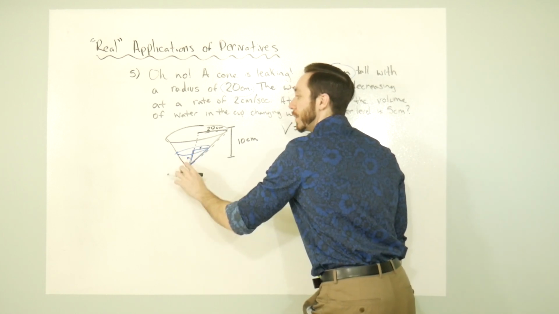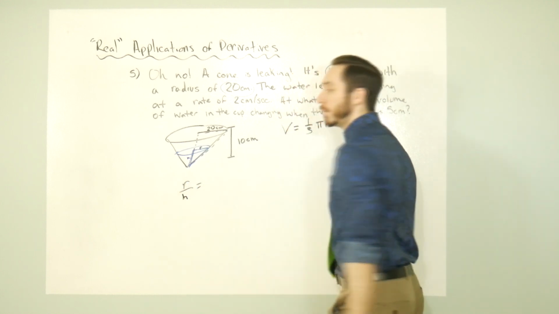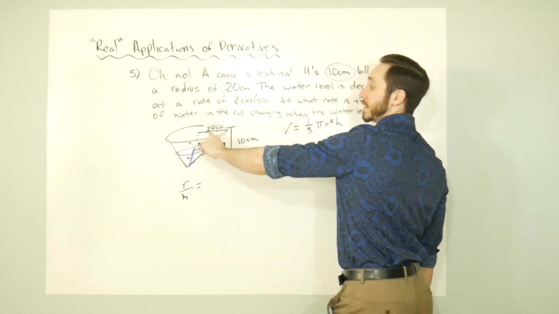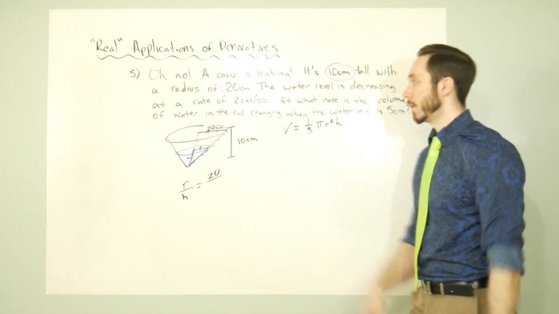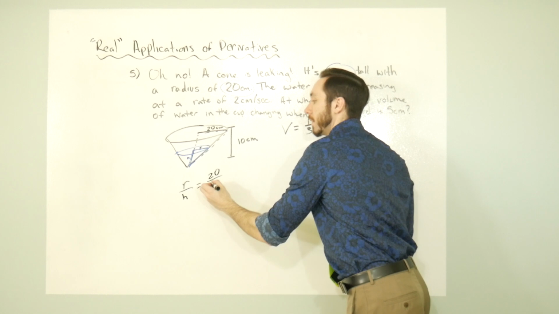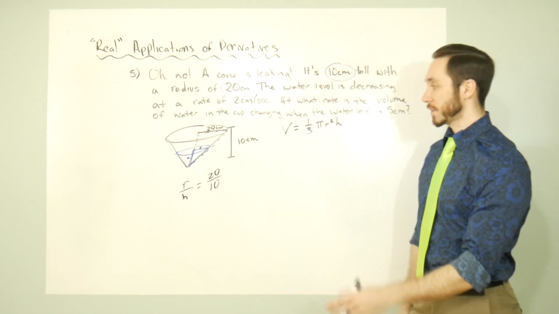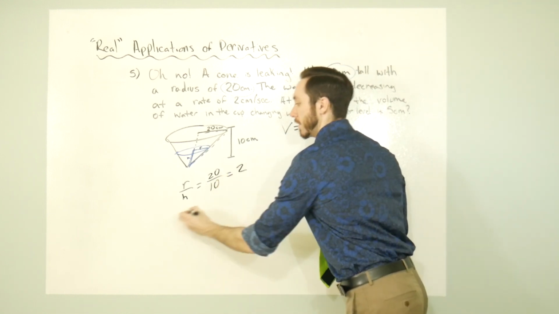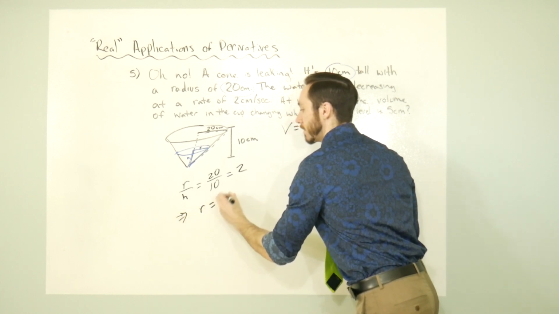The ratio of my radius to height, r over h, is always going to be the same as 20, which is the radius of the largest cone when filled completely, over the height of the water level when the cone is filled completely. This is always true. This is a proportion. So actually I can establish a relationship between r and h here. This is just 2. So what does this imply? It implies that r is just equal to 2 times h.